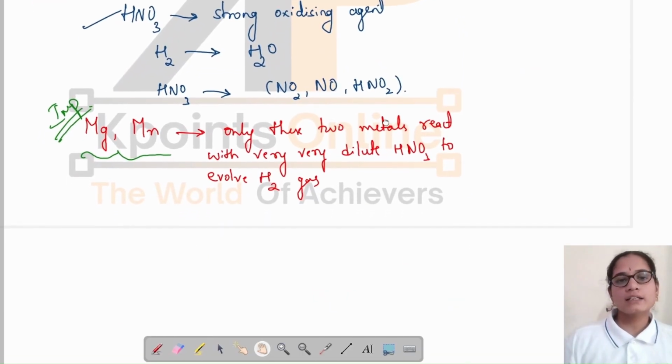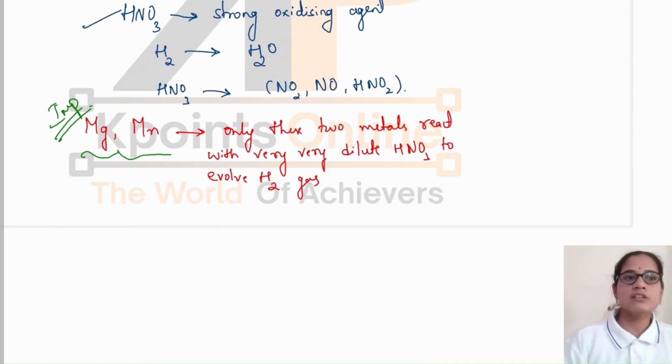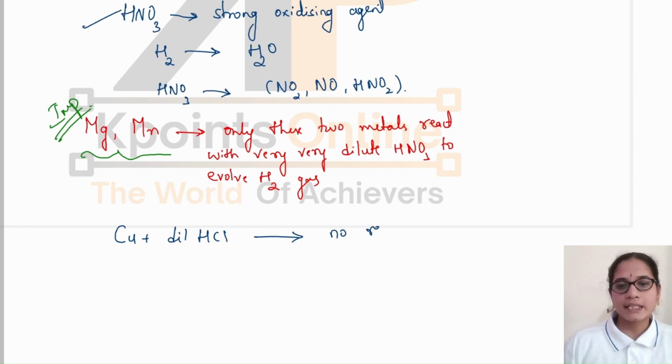Okay, then what about other metals like gold, copper, silver? Do they react with dilute acids? Actually, these metals will not dissolve in dilute acid, so they will not form a reaction. If I make the reaction of copper with dilute HCl, it will not form any reaction. Keep in mind that all the metals will not displace hydrogen from the dilute acids.